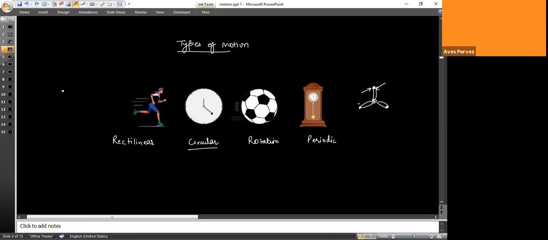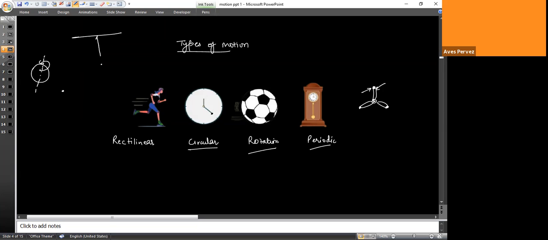Rotational motion is simply if you are rotating something. If you pick up a ball and you start rotating it, it is not moving like this, it is rotating about its axis like this. So if an object is rotating about its axis, it is considered rotational motion. And another one is periodic motion. Periodic motion is simple. If an object's position repeats after a regular interval of time.